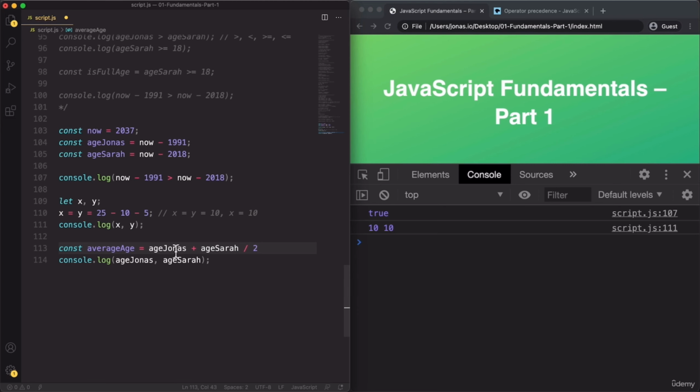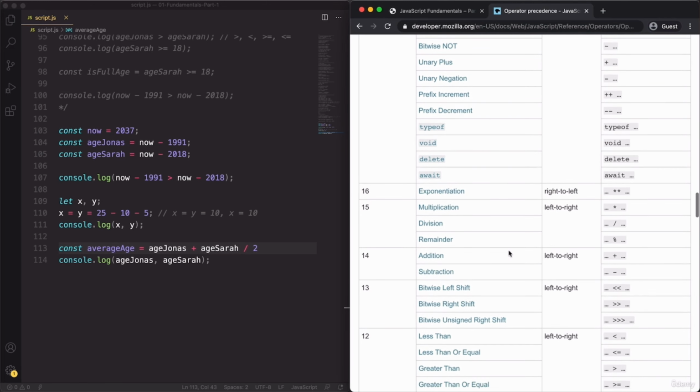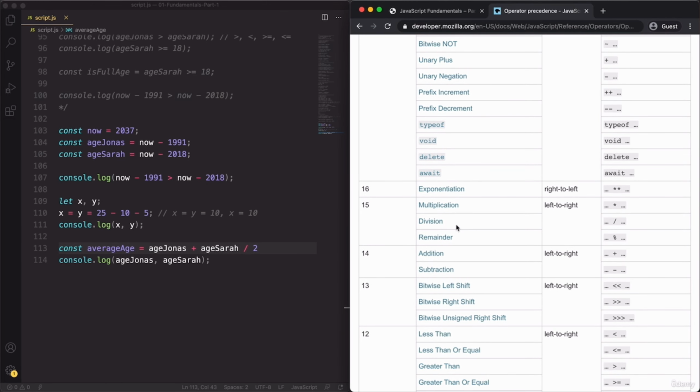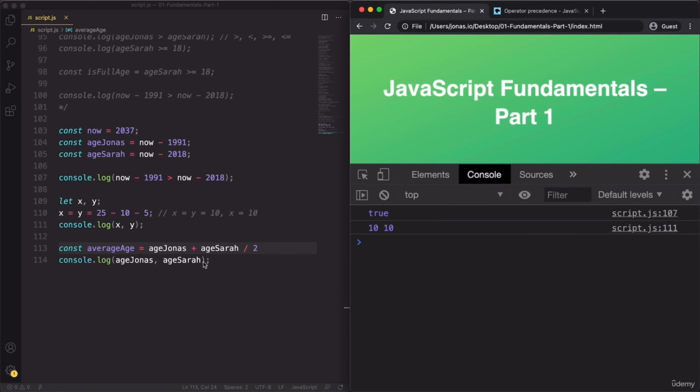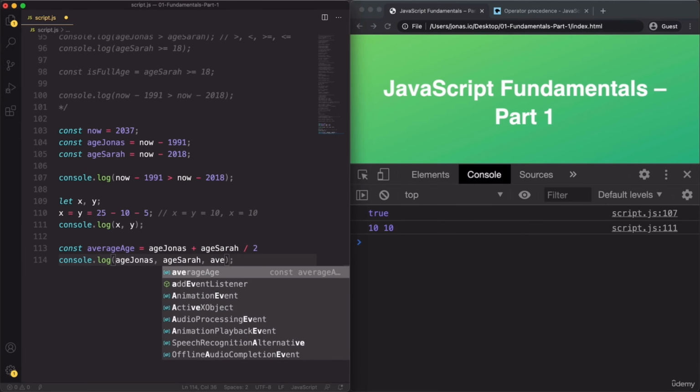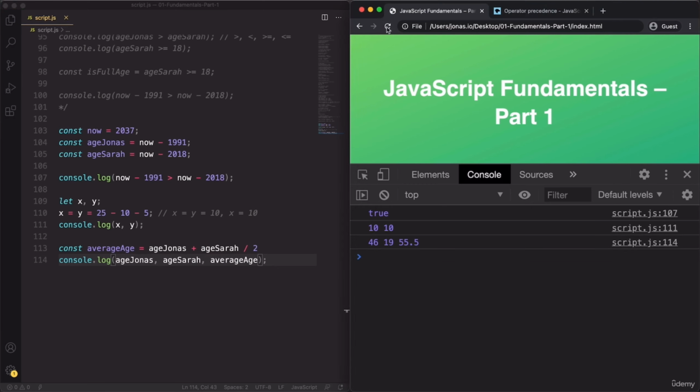But now what is going to happen? Well, according to our precedence table, we have the division here happening before the subtraction. So this is 15 and this is a 14. And so what happens first is age Sarah is going to be divided by 2, and then the age of Jonas is going to be added. So let's actually log that result here as well. And so here the average age is now 55.5, which really doesn't make any sense, because how can the average be larger than one of the two ages, right?